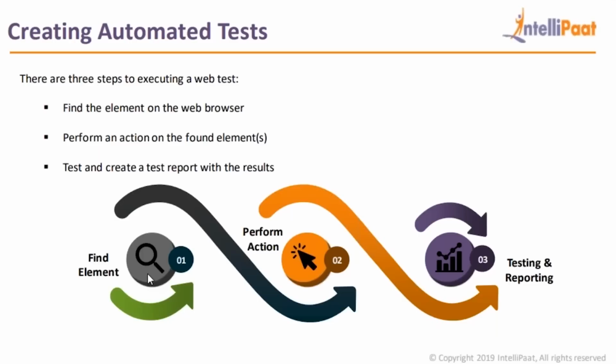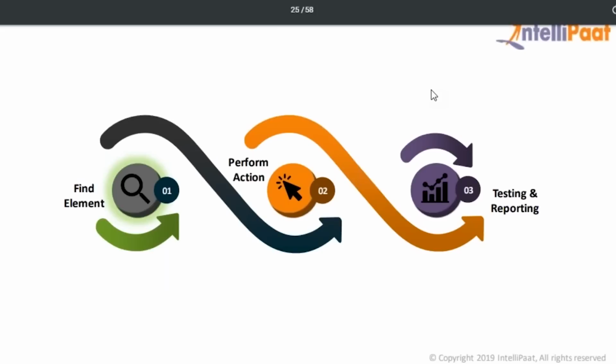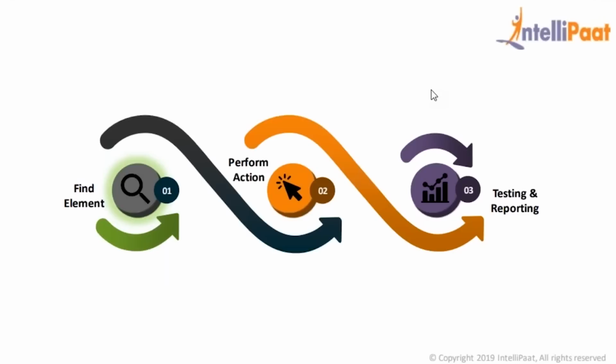So I test it, and then whatever is the result, I give it in the form of a report. That is reporting. So that is all step number 3. Testing and reporting is step number 3. Step number 2 would be performing actions. Step number 1 is finding the elements. And this same logic we will be following in the program that we'll be writing for our Selenium test case.